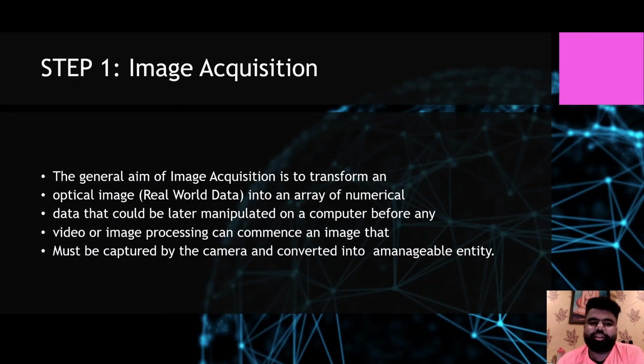Image acquisition is nothing but, the general aim of image acquisition is to transform an optical image, real world data, into an array of numerical data that could later be manipulated on the computer before any video or image processing can be done. So most of the captured images are converted into digital images, into arrays or numbers, for image acquisition. So it is helpful for the image pre-processing.